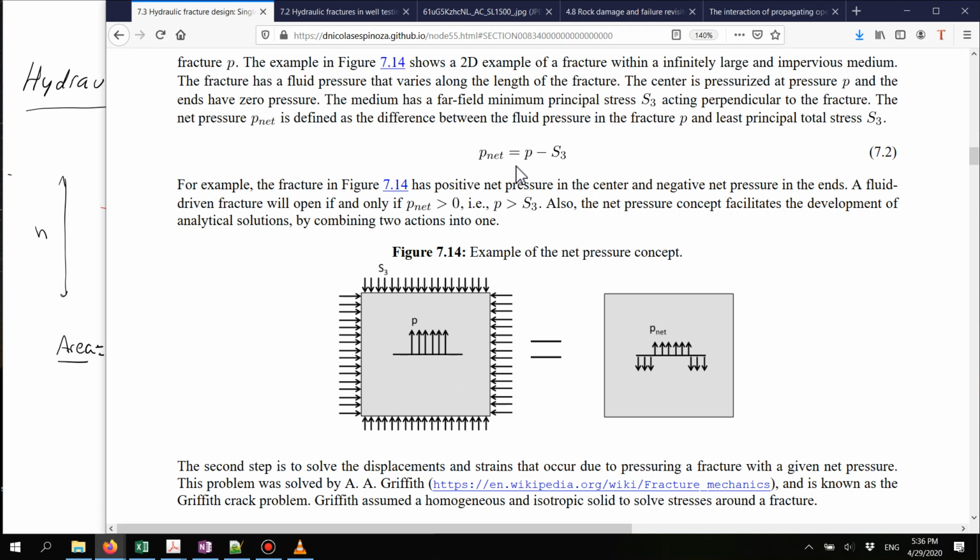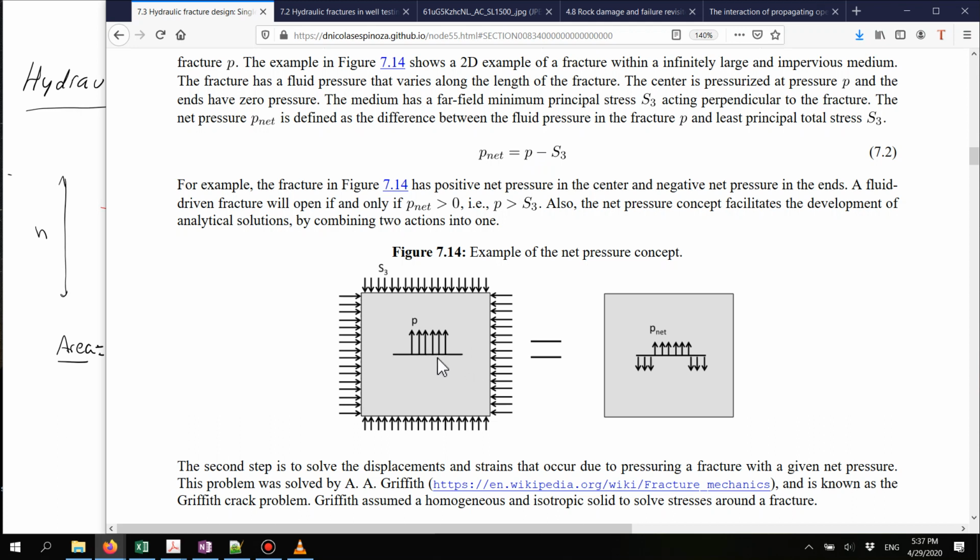A fracture is going to open and propagate only if the net pressure is higher than 0. As I said, this is a necessary condition, but that's not the only condition that we need for a fracture to propagate. We're going to see that in a bit. But it is a necessary condition.